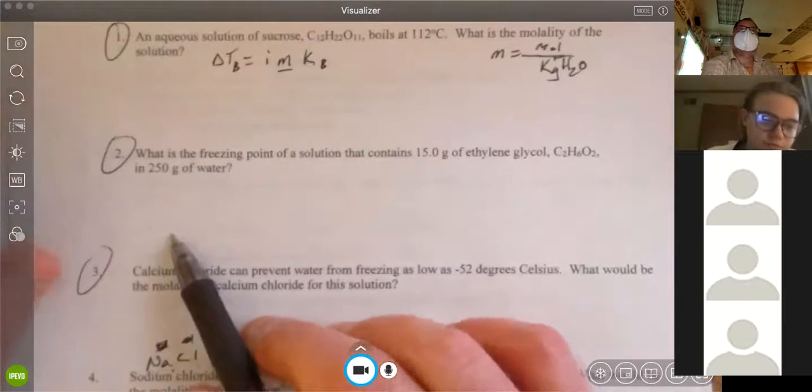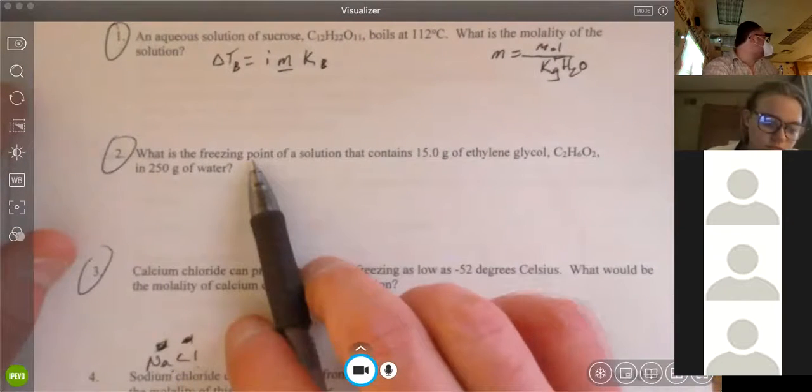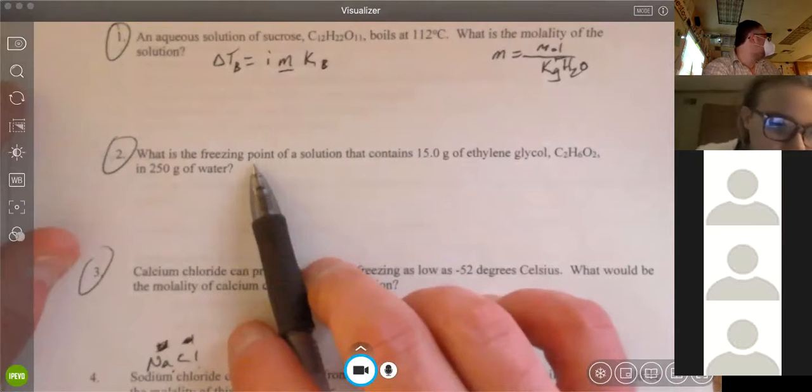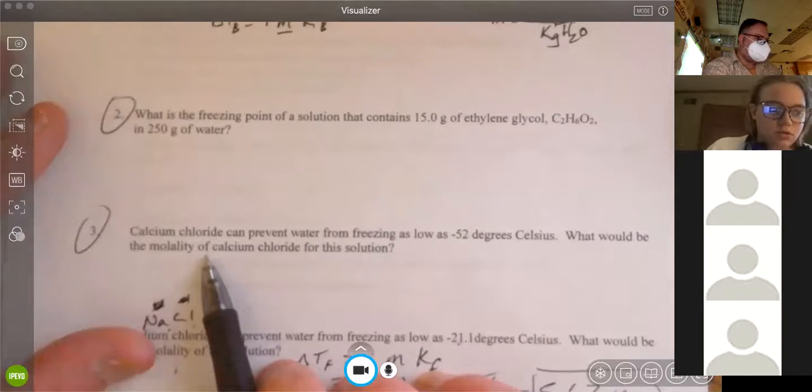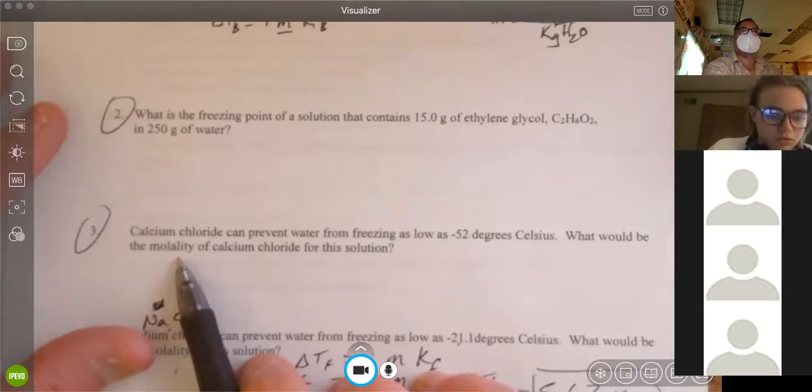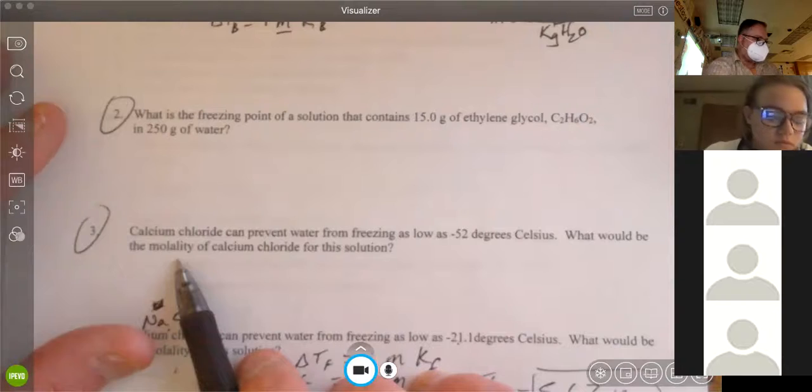Number 2, we are trying to find the what? The freezing point of the solution. And number 3, we are trying to again find the molality. Yeah. Good, good. So you have problems 1, 2, and 3 for tomorrow.